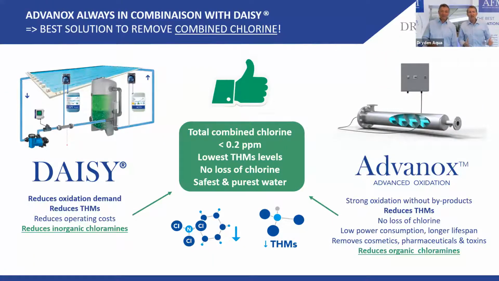Right, so Daisy reduces oxidation demand. This is very important. It reduces THMs and reduces overall inorganic chloramines. That's the key, right? So why do we need the Advanox? We need the Advanox because it is capable of reducing organic chloramines, leading to an overall lower total combined chlorine. That's it. And according to our knowledge, it's very new.